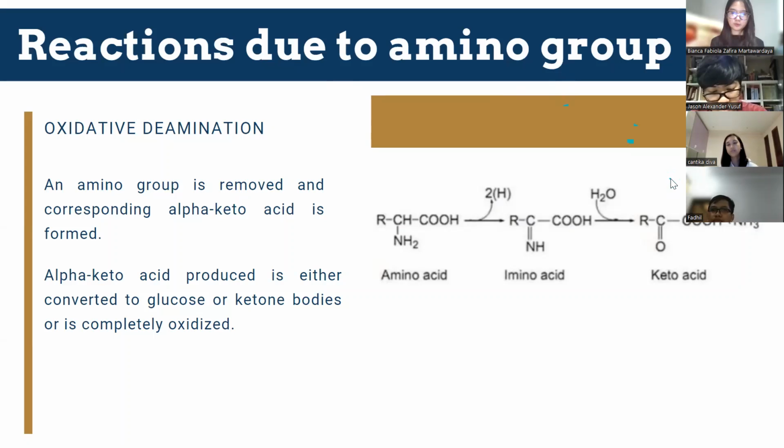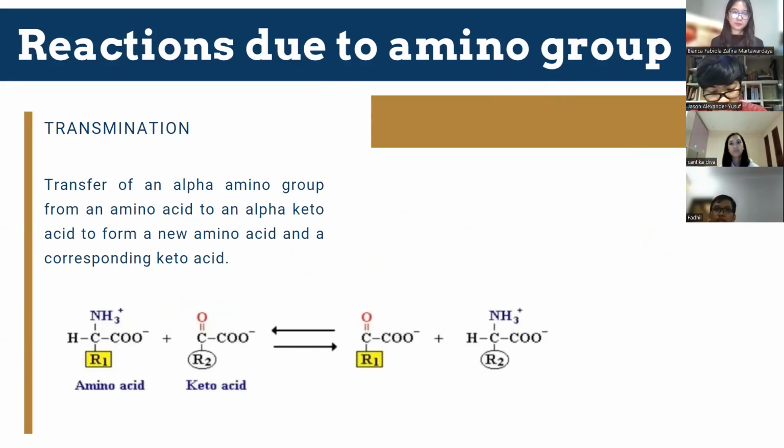Next slide, please. Second is transamination. Transamination is the transfer of an alpha amino group from an amino acid to an alpha keto acid to form a new amino acid and a corresponding keto acid. The reaction is just like the picture below. Next slide.